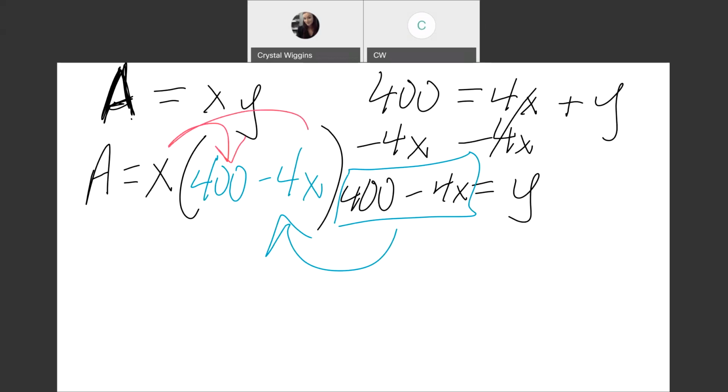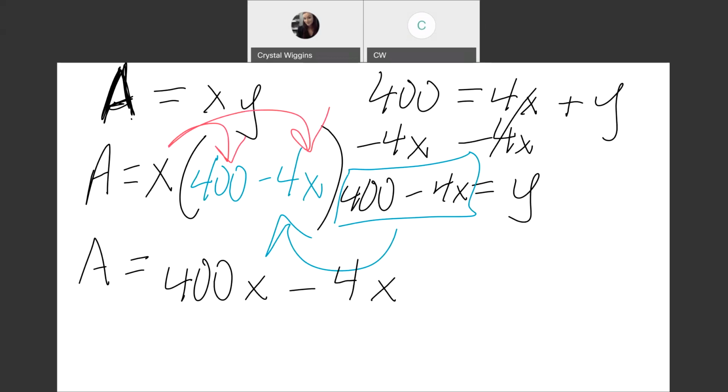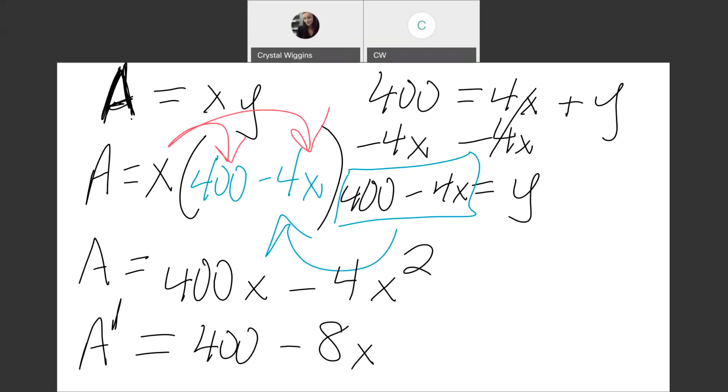Okay, so now that we have an equation for area in terms of x, let's simplify first. So let's distribute this x in, and we have area is equal to 400x minus 4x squared. Okay, let's find the derivative of area. So A prime, derivative of 400x is 400. The derivative of negative 4x squared is negative 8x.